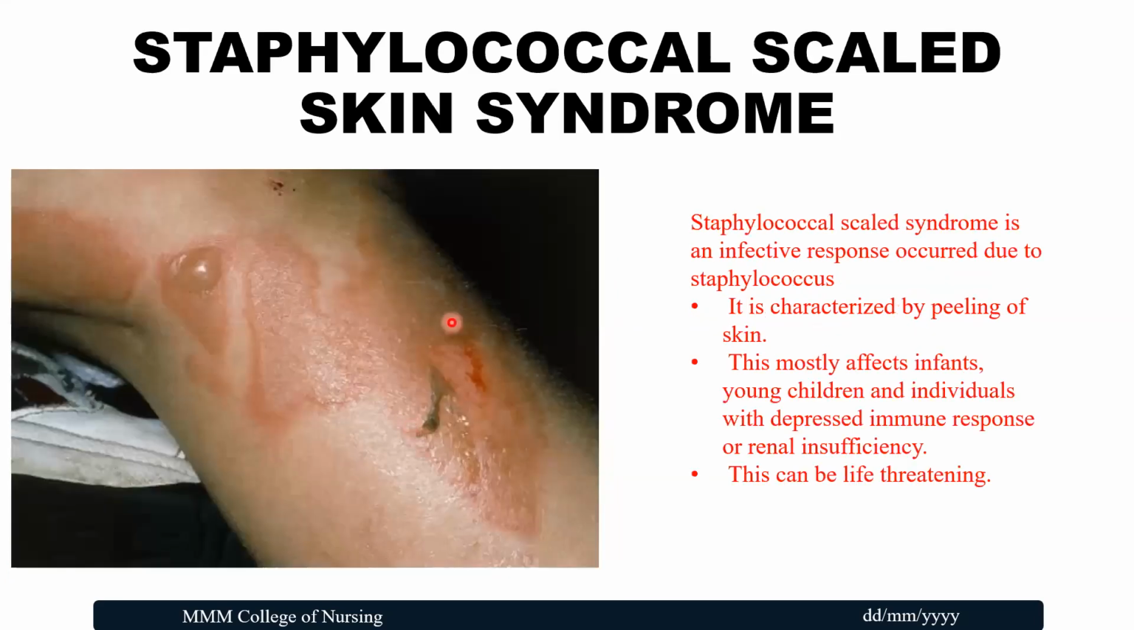Now comes the staphylococcal scalded skin syndrome.